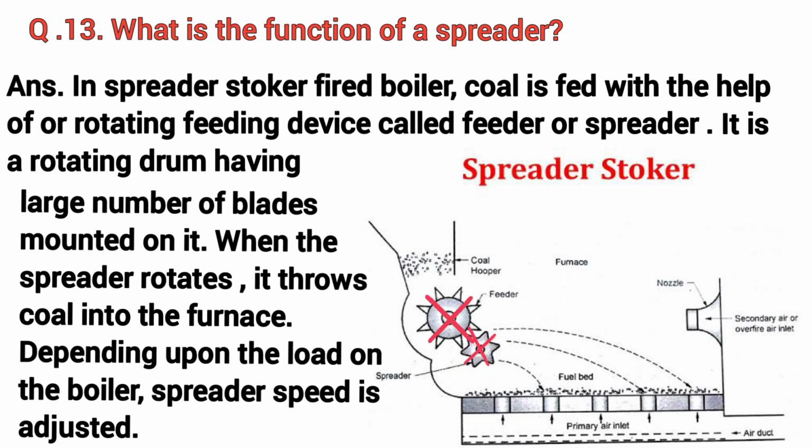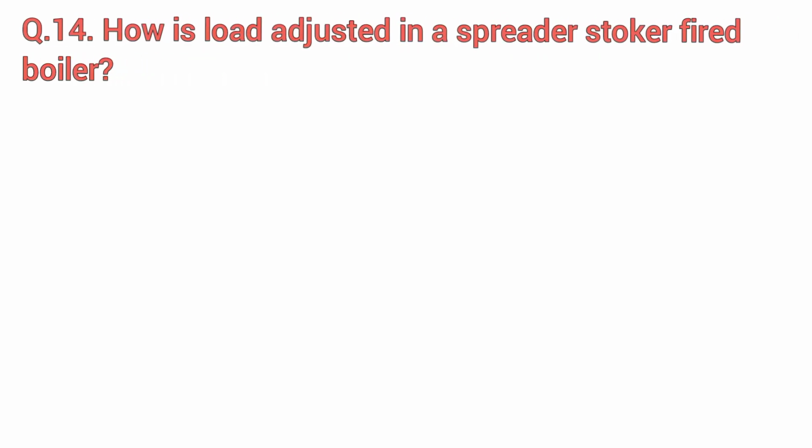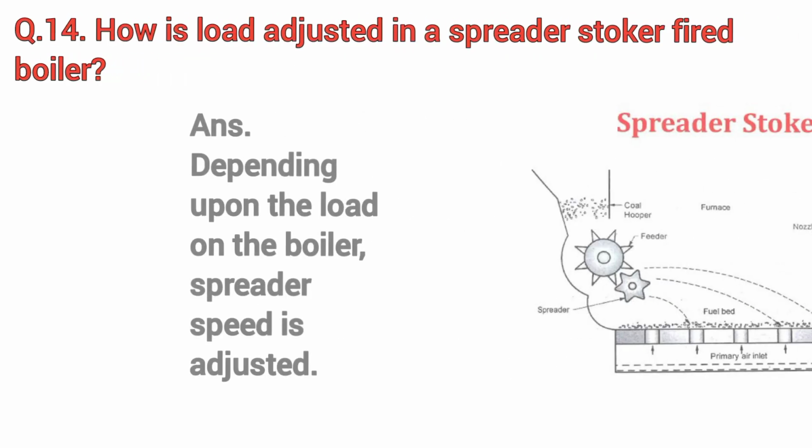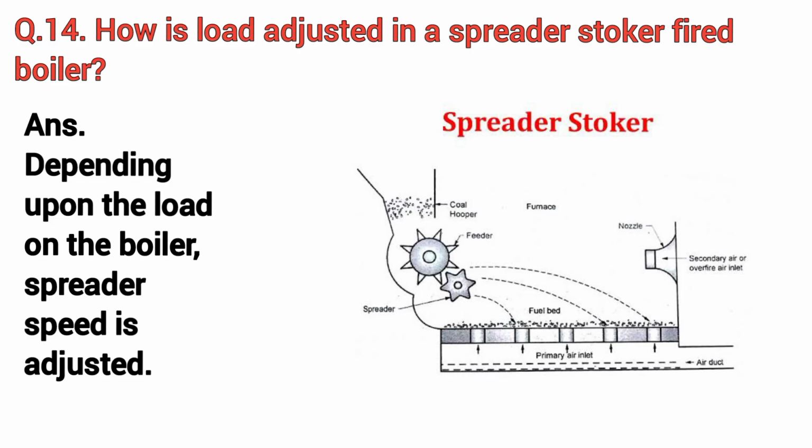What is the function of a spreader? In spreader stoker-fired boiler, coal is fed with the help of a rotating feeding device called feeder or spreader. It is a rotating drum having large number of blades mounted on it. When the spreader rotates, it throws coal into the furnace. Depending upon the load on the boiler, spreader speed is adjusted. How is load adjusted in a spreader stoker-fired boiler? Depending upon the load on the boiler, spreader speed is adjusted.